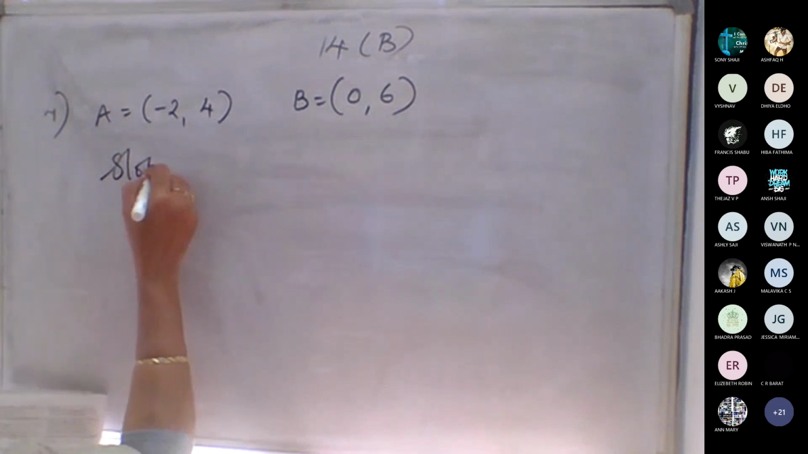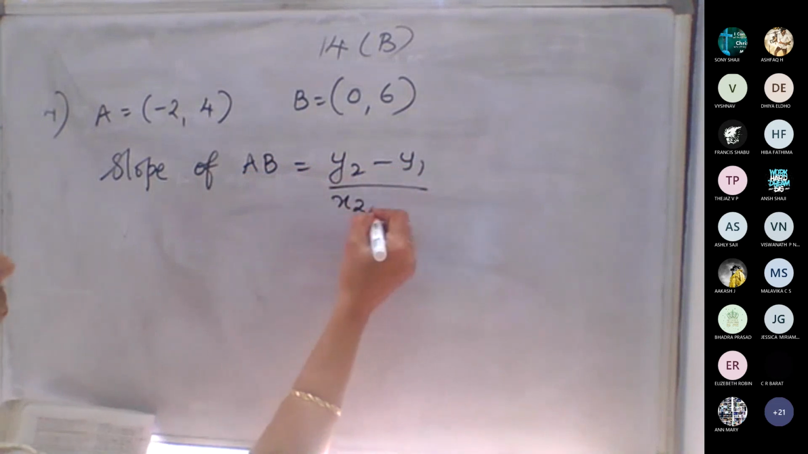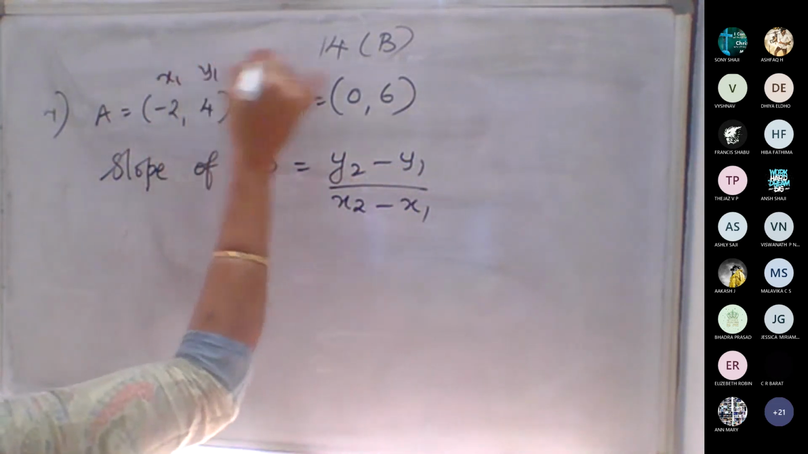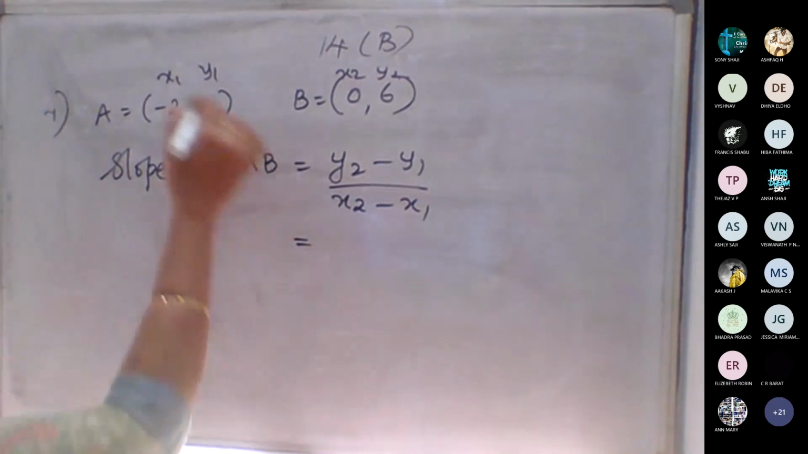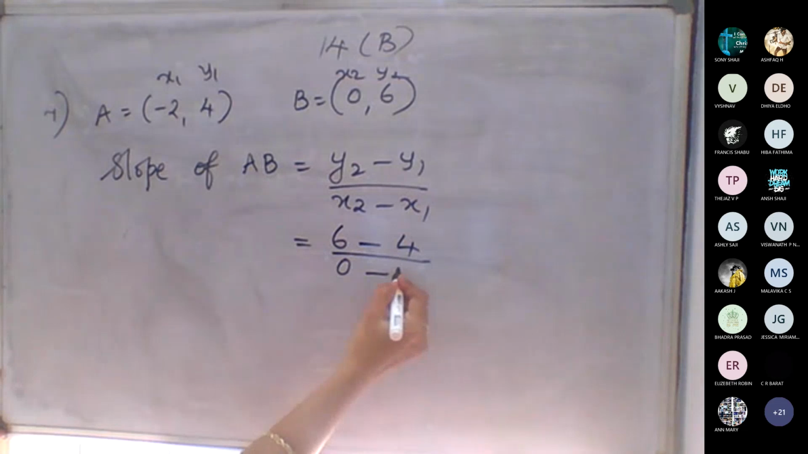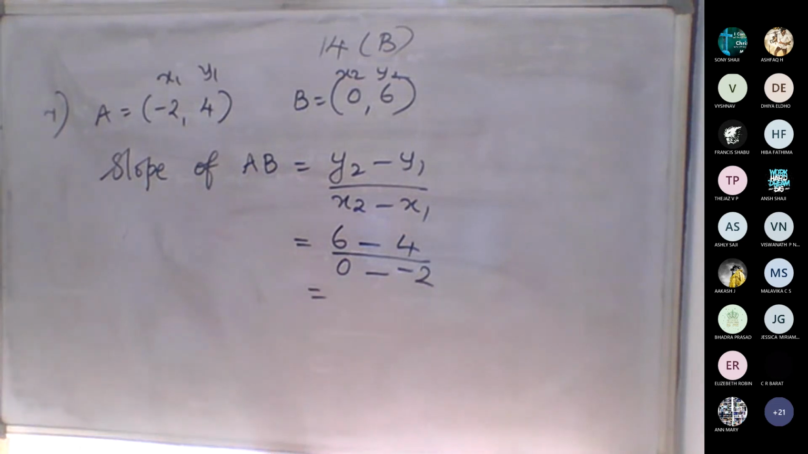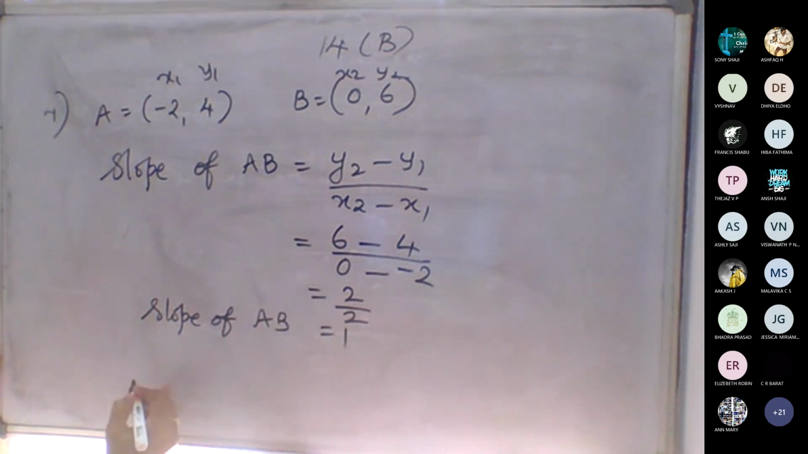So slope of AB is equal to (y2 minus y1) divided by (x2 minus x1), where these are (x1, y1) and (x2, y2). So what will be the slope of AB? y2 is 6 minus y1 is 4, divided by x2 is 0 minus x1 is negative 2. The slope of AB we got is 1.